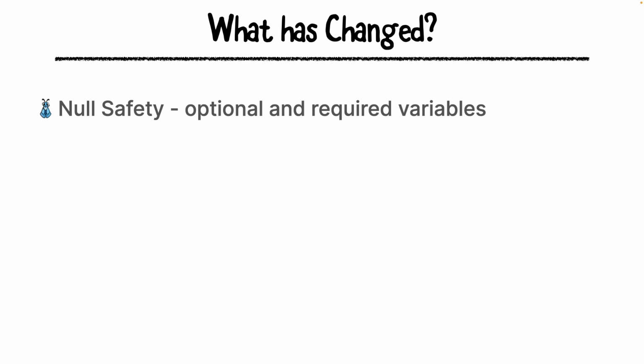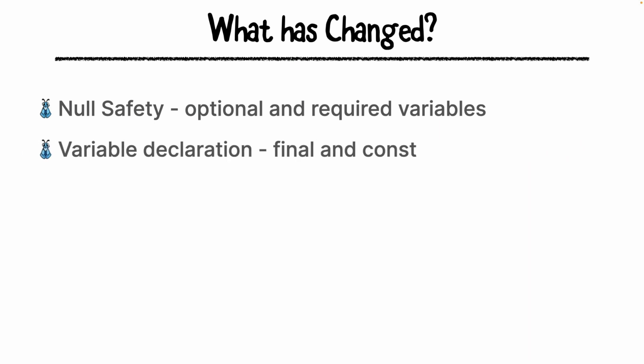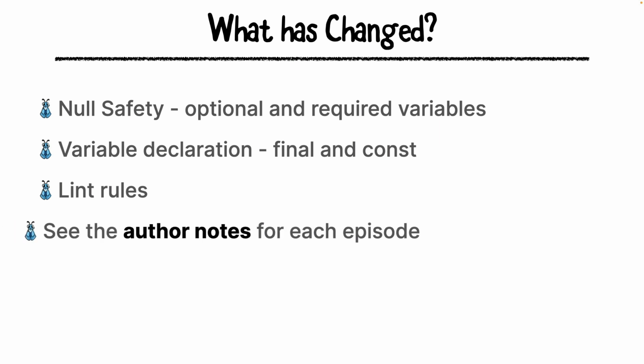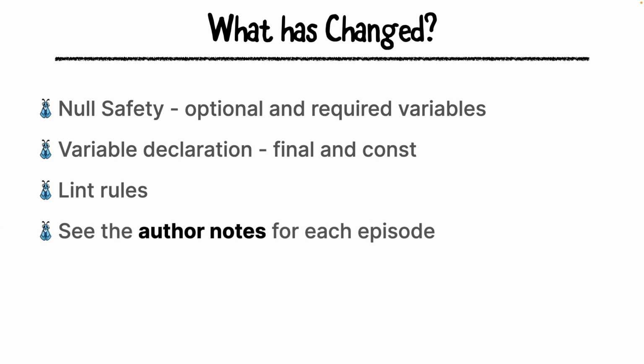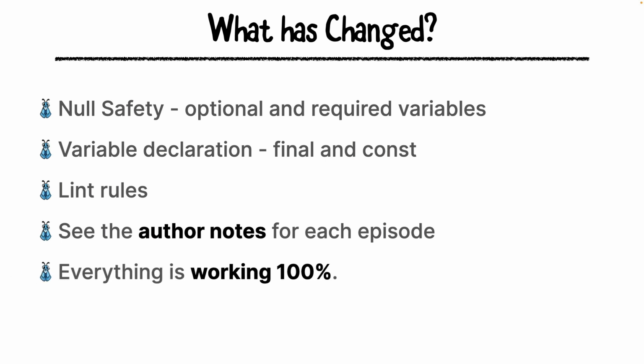So what has changed? In this course, you have to keep in mind null safety. With null safety, you can make a variable an optional variable or a required variable. Also note the use of the final and const keywords while declaring a variable or using a widget. With Dart 2.18, some of the lint rules are also updated. Everything is explained in the author notes for each episode, so do read them. We made sure everything is working 100% and is as per the new Flutter rules.